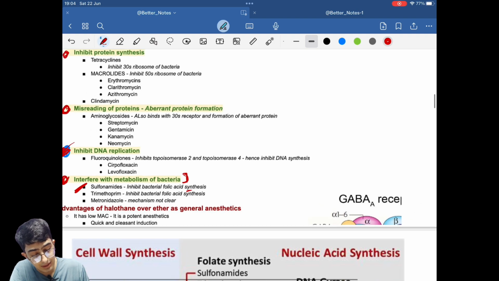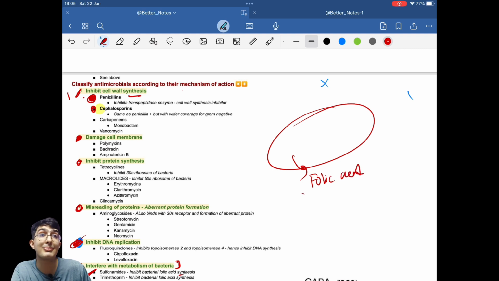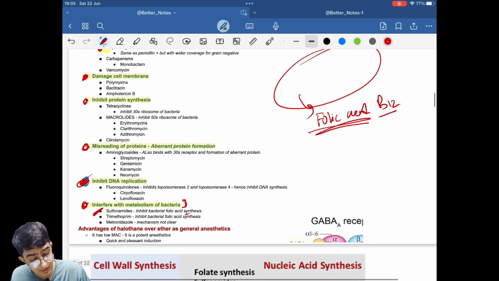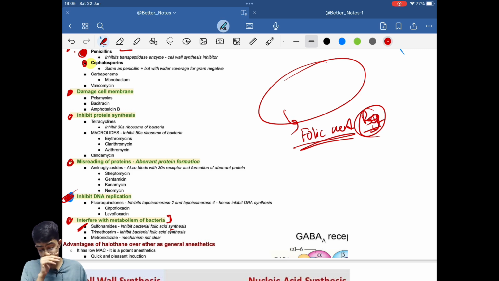So a bacteria requires folic acid. Why does the bacteria require folic acid? For the same reason why we require folic acid. Folic acid is basically a vitamin. Folic acid is vitamin B9.